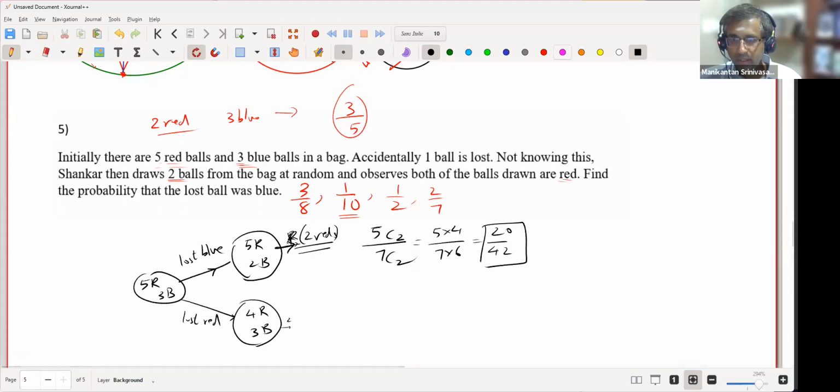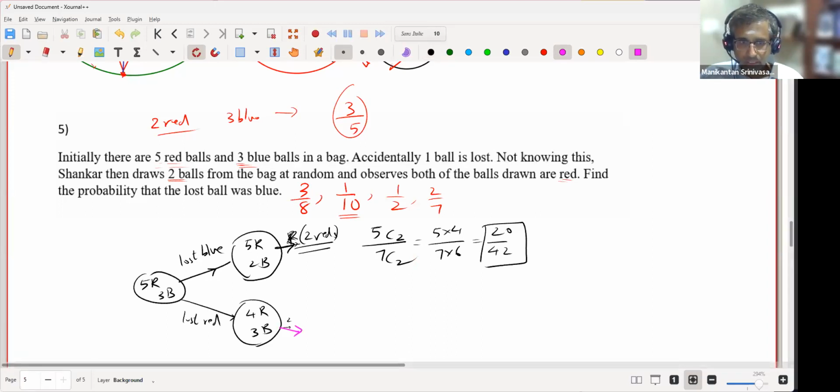Similarly on the lower branch, suppose you lost a red ball and landed up here. What is the probability of picking 2 reds here? P of 2 reds here is 4 choose 2 upon 7 choose 2, which is 4 into 3 by 2 upon 7 into 6 by 2, which is 12 upon 42.